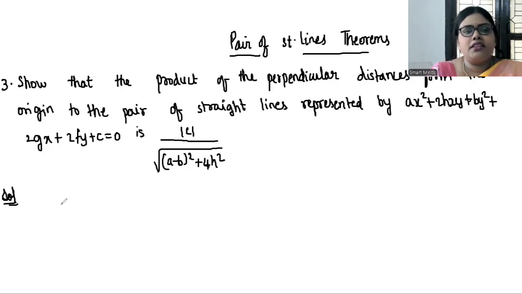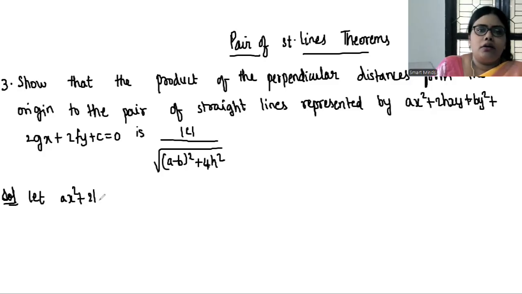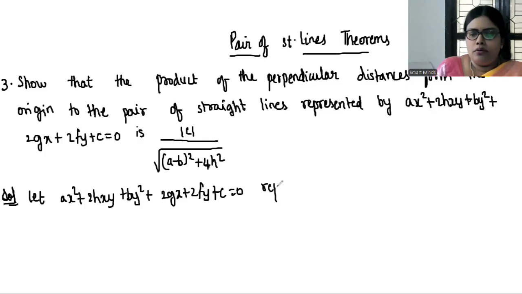So like if you have seen the first and second question, the pair of straight lines were only ax square plus 2hxy plus by square. So we were taking the lines as L1x plus M1y, L2x plus M2y. But here the full big equation is given. So now let us see how to take the line equations. So let ax square plus 2hxy plus by square plus 2gx plus 2fy plus c is equal to 0 represent two lines.